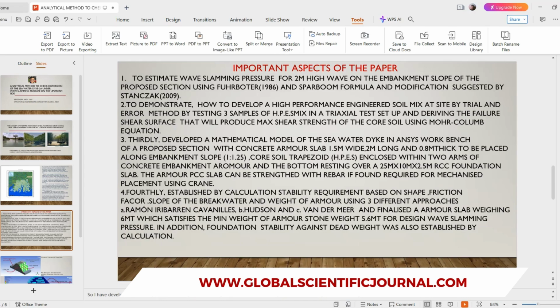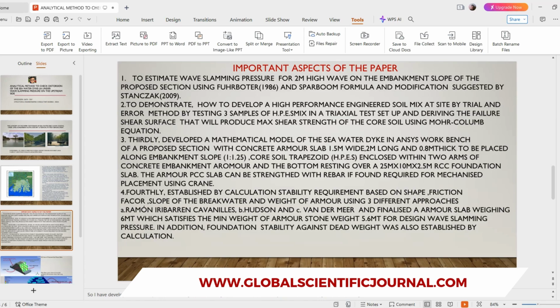The next point is important: to demonstrate how to develop a high performance engineered soil mix at site by trial and error method, by testing 3 samples of high performance engineered soil mix in a triaxial test setup and deriving the failure shear surface that will produce maximum shear strength of the core soil using the Mohr-Coulomb equation.